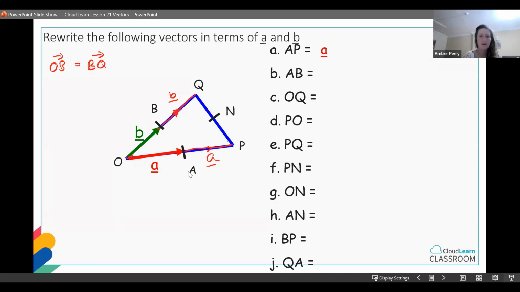Now, what about if I want to get from A to B? What path would that be? Well, I can only go one way this time at the moment. I know that I can go from A to O and O to B because I've got those vectors written down. So A to O is going to be the backwards OA. It's going to be backwards A. And then O to B is the correct direction, OB. So it's going to be minus A plus B. So AB is going to be minus A plus B.